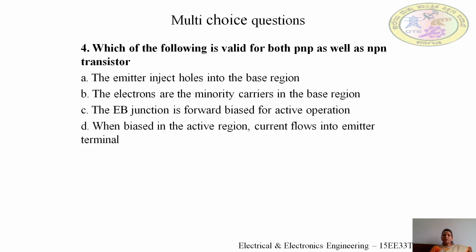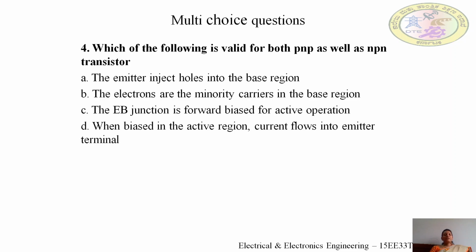This is also a wrong option because in a PNP transistor, electrons are the majority charge carriers in the base region, whereas holes are the minority charge carriers in the base region. In an NPN transistor, holes are the majority charge carriers in the base region and electrons are the minority charge carriers. So this option is also wrong. The EB junction is forward biased for the active region. Yes, this is the right option because whether it is a PNP transistor or an NPN transistor, the emitter base junction must always be forward biased for active operation of the transistor.